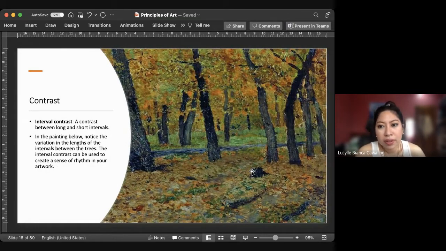And also this one, this is interval contrast, wherein there is a variation of lengths or intervals between the trees, for example. For example, this one. The spaces, the distances are varied, but you could also see how it gives out contrast, and it also gives out a sense of rhythm.